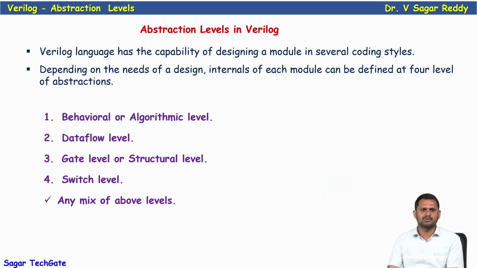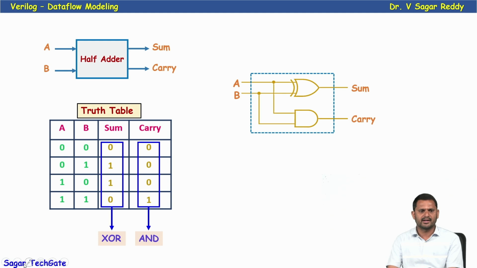Now let's see some examples. It is a simple half adder. This is the truth table for the half adder. A and B are the inputs, sum and carry are the outputs. If you see the truth table, sum is the XOR and carry is the AND gate. The sum can be obtained by performing the XOR of A and B, and carry by performing the AND of A and B. I will describe this half adder using different modeling styles.